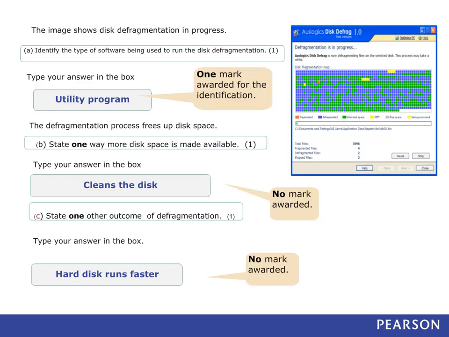As you can see for Part C, no mark was awarded for hard disk runs faster. Part C was generally not answered well. It was evident that the role of utility applications had not been delivered by centres in detail, and discussions of the concepts of operating systems and application had not taken place.